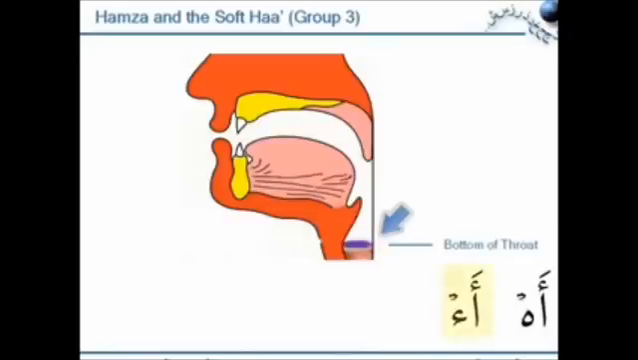And then for the hamza, it's simply a. Remember, the hamza acts as the glottal stop in Arabic, and you should feel a slight blocking of the bottom of your throat.